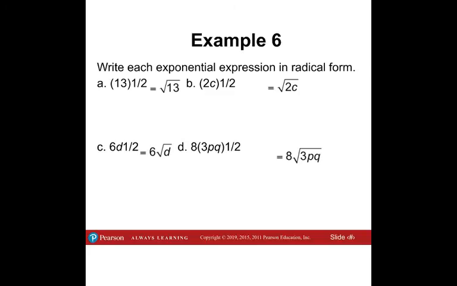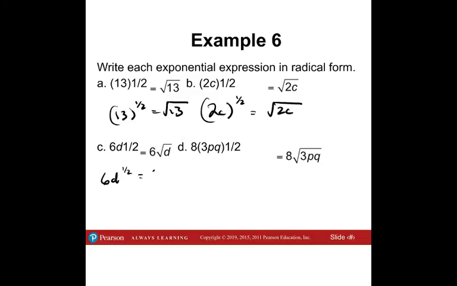So in this first one, we have 13 to the power of a half. It still didn't display properly, so let me write it out. The first one was 13 to the power of a half, which becomes the square root of 13. The next one is 2c to the power of a half, and that becomes the square root of 2c. This one is 6d to the power of a half, which becomes 6 times the square root of d. And this one is 8 times 3pq to the power of a half, and that becomes 8 times the square root of 3pq.